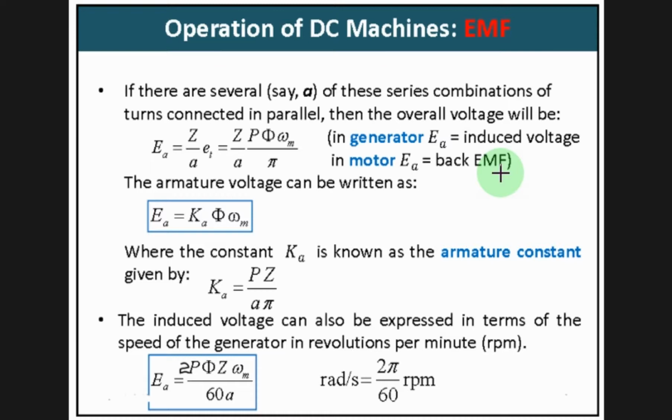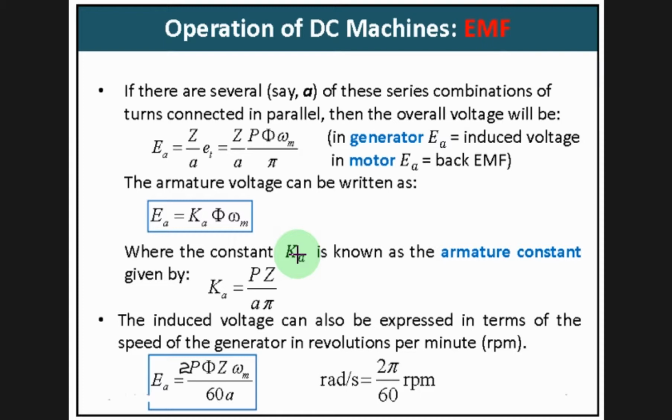So for a normal DC machine, the armature voltage is written as Ka into phi omega m, where K is a constant known as the armature constant, which is equal to the number of poles times the number of turns, divided by the number of parallel paths, divided by pi.